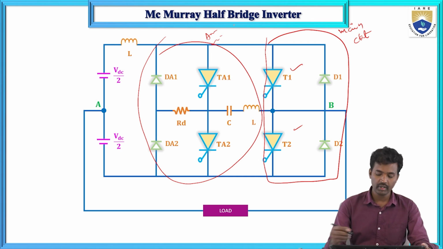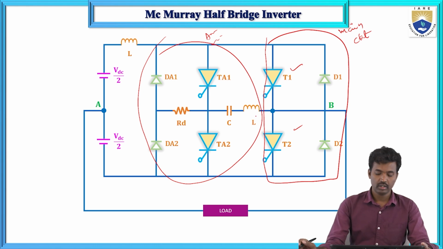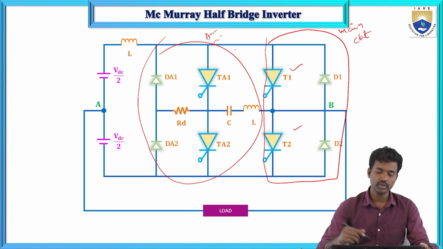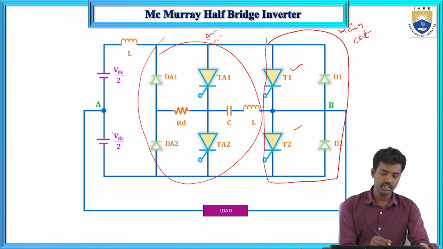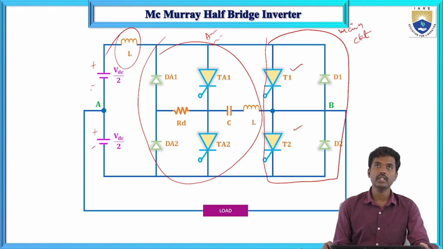TA1 and DA1 are connected in anti-parallel fashion in the same way, and TA2 and DA2 are also connected in anti-parallel fashion. RD is another auxiliary component. RD, C and L are the commutating elements. To turn off T1 and T2 we are using the auxiliary thyristors, and the supplies are VDC by 2. Here this L is the inductor.